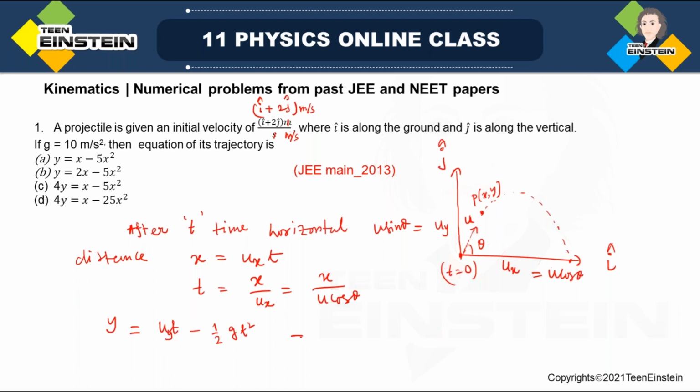So you just put the value of the time over here, and ux and uy. Uy is u sin theta, so we'll write u sin theta, and t means x by u cos theta. So this is one part. Then minus half g t square. T square is actually x square by u square cos square theta, as you see from here.